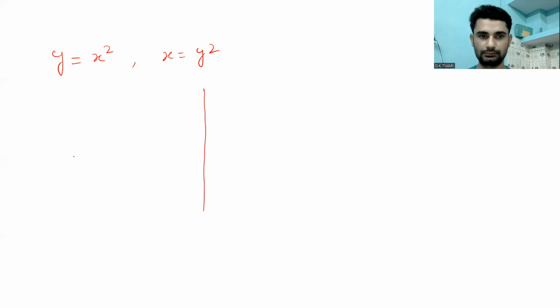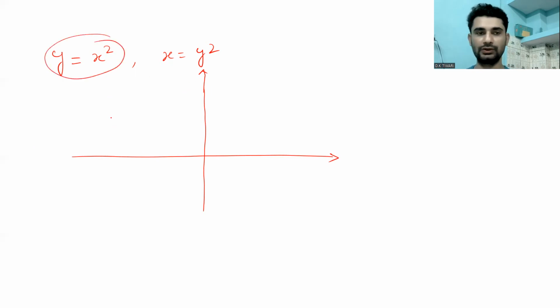Now let's try one more question, one more simple example. Suppose y is equal to x square, comma, x is equal to y square. So how do we find this area? Let's see. So y equals x square.